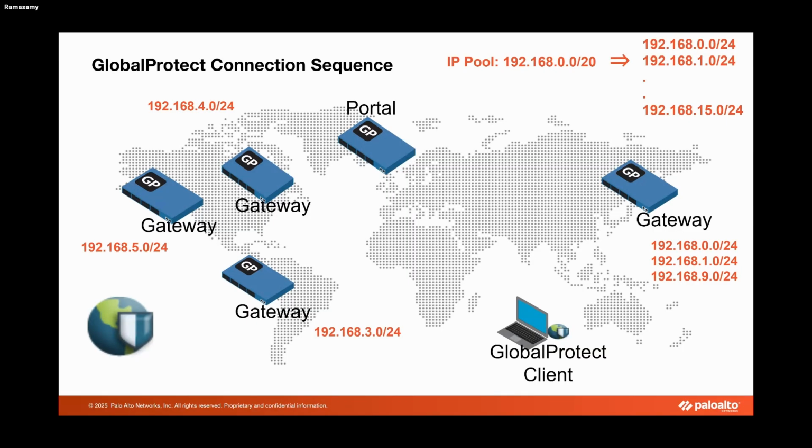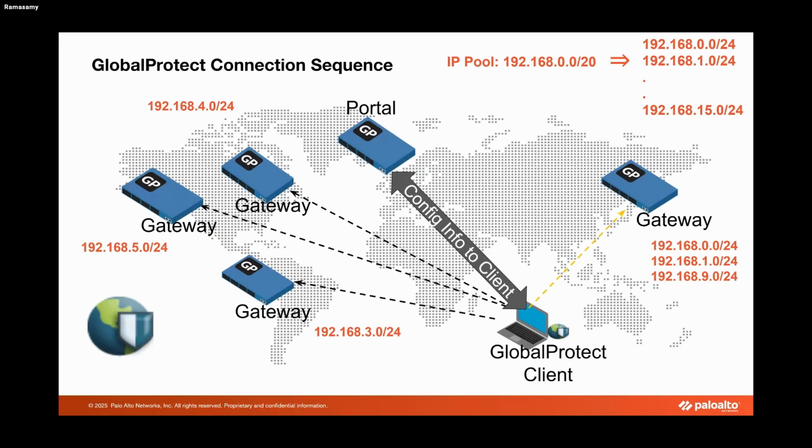So that's why we recommend you configure a larger pool, like /16, so that we have enough /24s. The new gateway after upgrade will pick the /24s from the unused ones. Once the IP pools are allocated to the gateway, the GlobalProtect client will get the info from the portal, and then the GlobalProtect client can connect to the gateway securely.